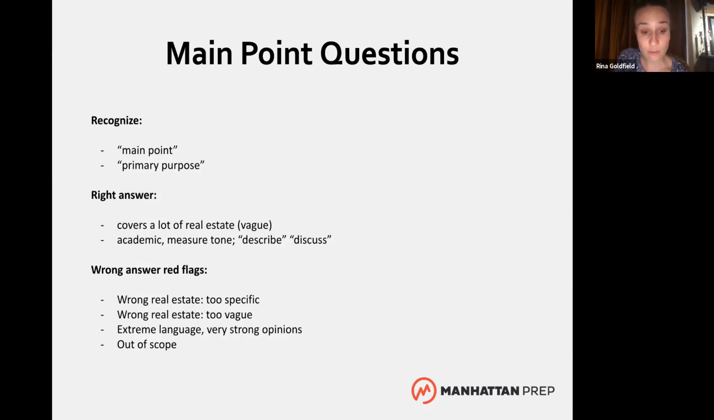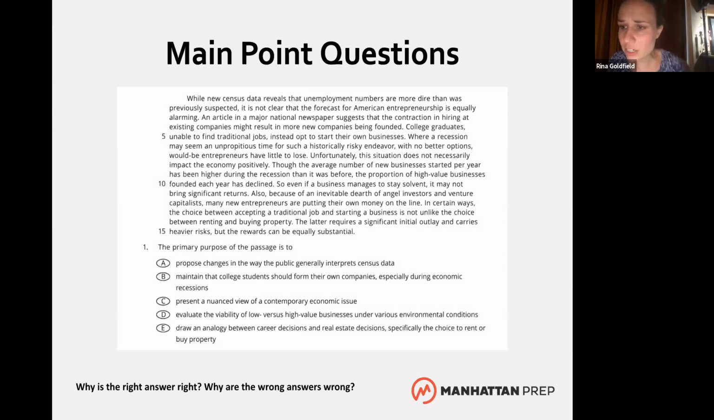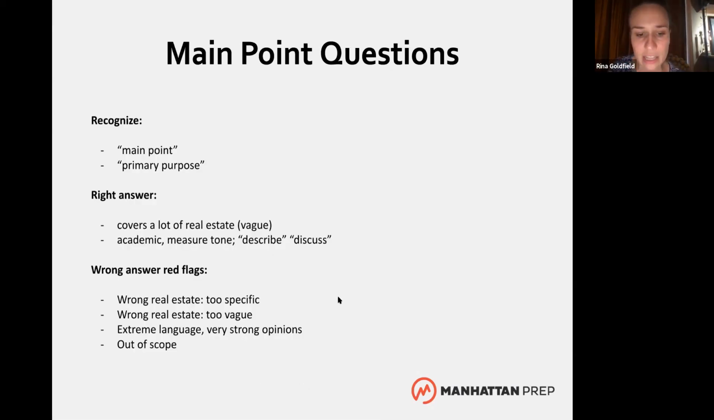Wrong answer flags to look out for are wrong real estate in both directions. So too specific. We saw this here where we're talking about career decisions, real estate decisions. Okay, maybe that was mentioned, but it's too specific. It's not the main point. And also too vague. I know I said vague is good, but if our answer choice just said something like describes a current state of affairs, that would be a little too broad, right? Or describe something to do with money. That would be too broad. That's a little more rare than too specific, but it's something to look out for as well.